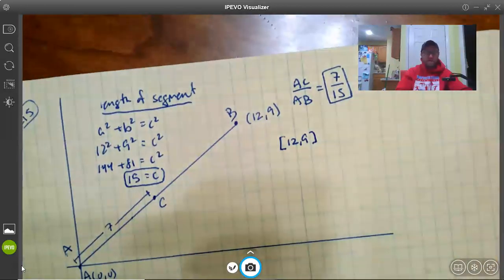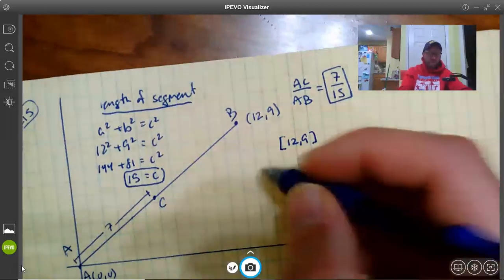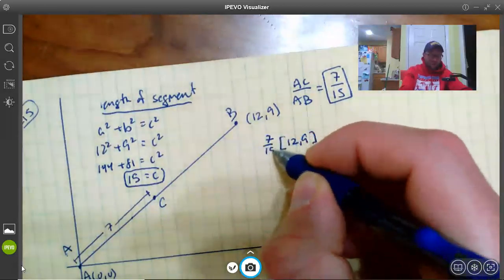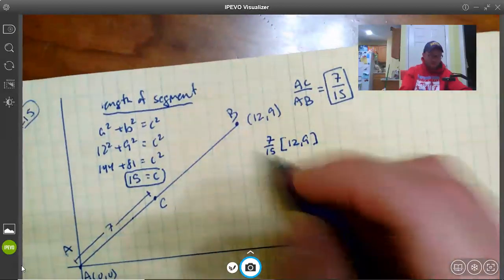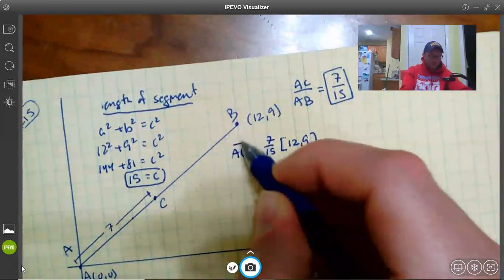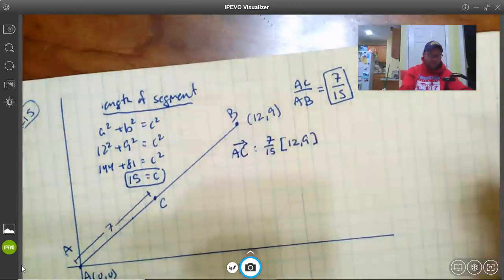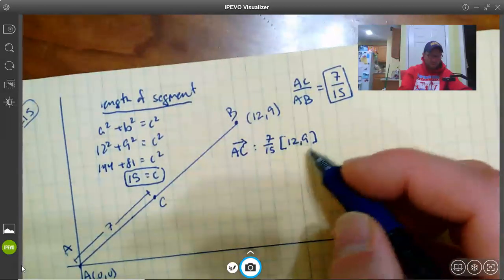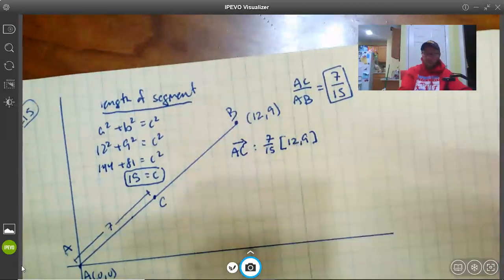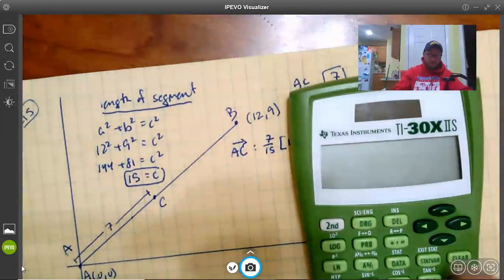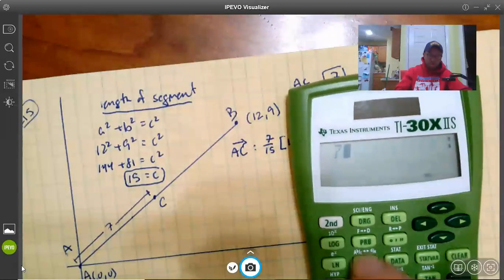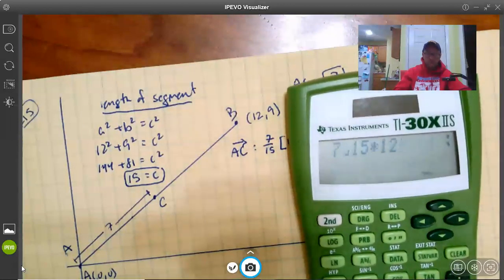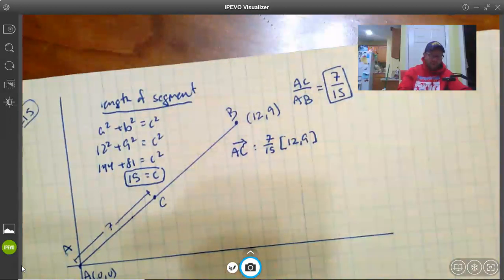So then, the vector (12, 9): if we want to find a vector that is 7/15 as long and points in the same direction, then we just multiply this by 7/15. So we'll call this AC. So let's see, 7 times, well, these are both divisible, but let's just use the calculator. We got 7 over 15 times 12, which is 5 3/5, or 28/5.